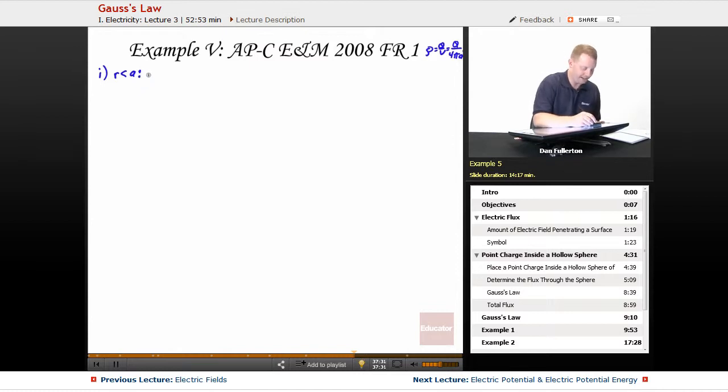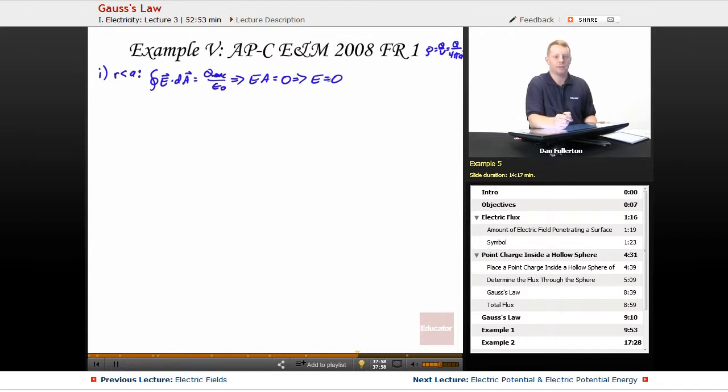For R less than A, Gauss's law, the integral over the closed surface of E dot dA equals the total charge enclosed divided by epsilon naught. The left-hand side just becomes E times the area. The right-hand side is our charge enclosed, which is 0. Therefore, we can state that the electric field is 0 inside that metal sphere, which of course we knew because we already said a few moments ago that the electric field inside a conductor must be 0. All right, we proved it. Let's move on to part 2.